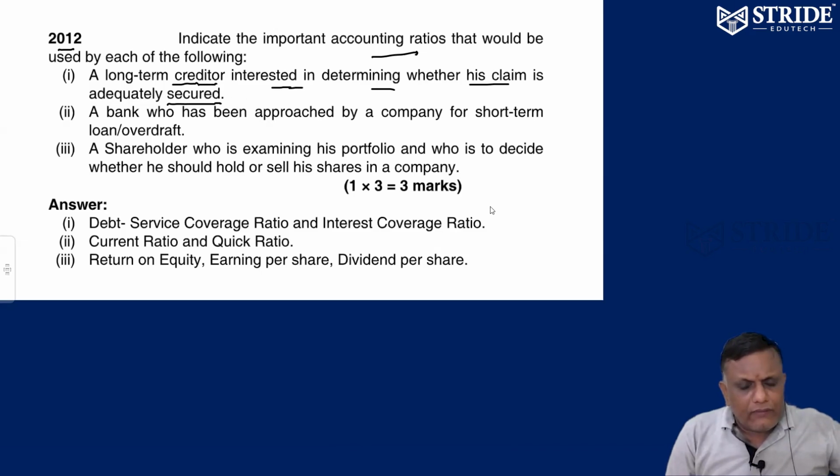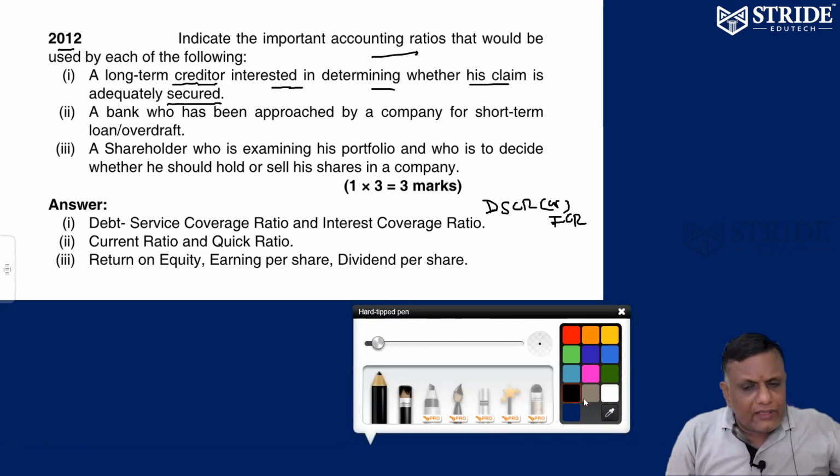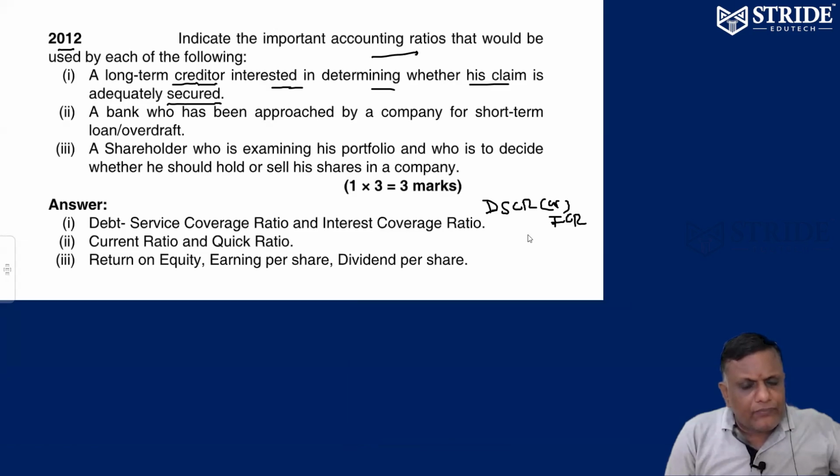DSCR. We need two ratios. Suppose you are going to a bank to get a loan, they will always ask you for the DSCR, debt service coverage ratio, or they will ask you for the interest coverage ratio, ICR. Long-term creditors will always ask you DSCR or ICR. DSCR means whether the company is able to repay principal and interest properly. ICR, interest coverage ratio, shows whether the company is able to pay the interest properly.